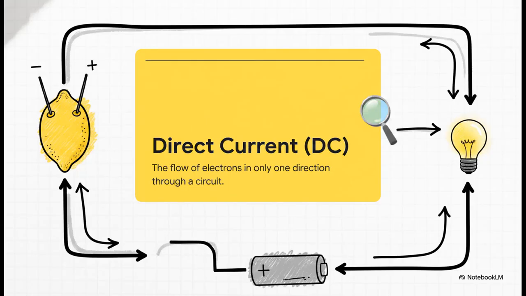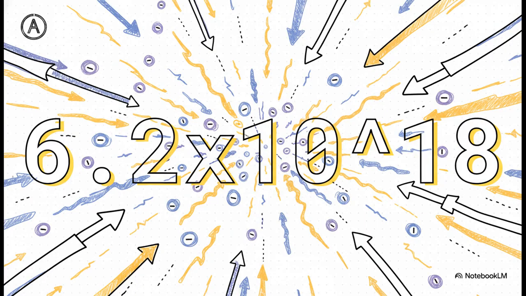Let's define this a bit more formally, though. Direct current, or DC, is the continuous flow of electrons in only one direction through a circuit. They flow from the negative terminal of the source, so like our lemon or a standard battery, and they travel through the conducting wires straight toward the positive terminal. Now, what is truly mind-boggling here is the sheer scale of this flow. When we measure electric current, we use a unit called the ampere, named after the French physicist André-Marie Ampère. Just one single ampere of current means over 6 billion electrons, that's 6.2 times 10 to the 18th power, are moving past a single point on that wire every single second.